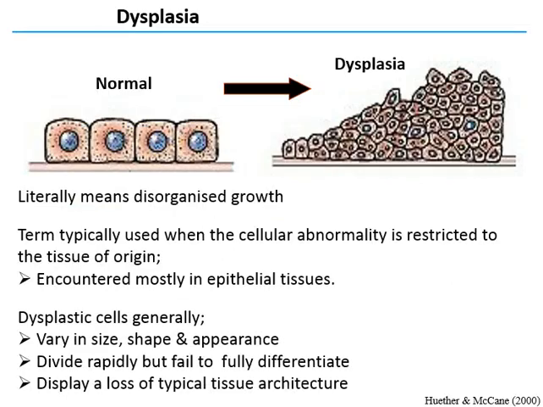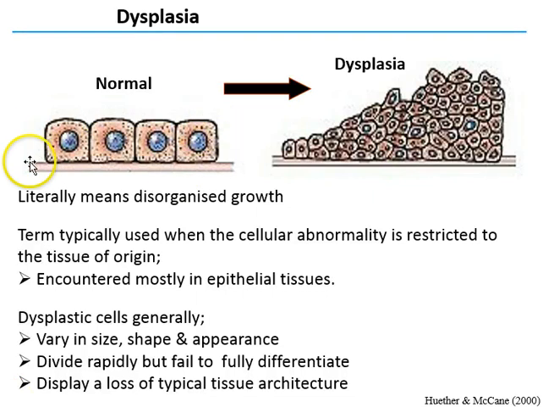The final type of adaptation I'll mention is dysplasia. This is closely related to hyperplasia and is sometimes called atypical hyperplasia. The term literally means disordered growth and is characterized by a very disorganized, higgledy-piggledy appearance in the tissue. The cells will appear very different from one another, and in particular many of them will have large abnormal nuclei. This condition is encountered mostly in epithelial tissues.